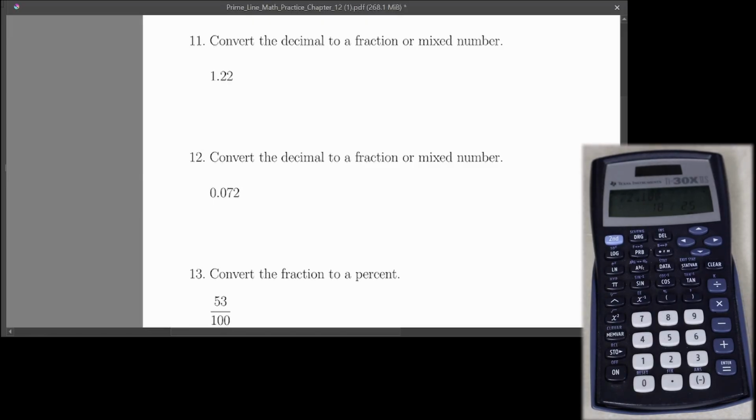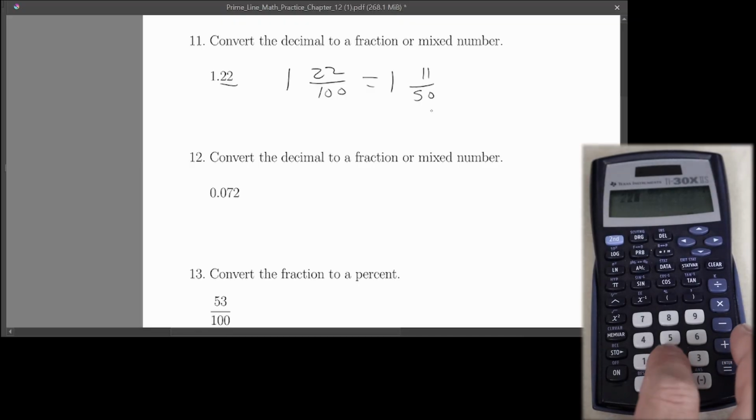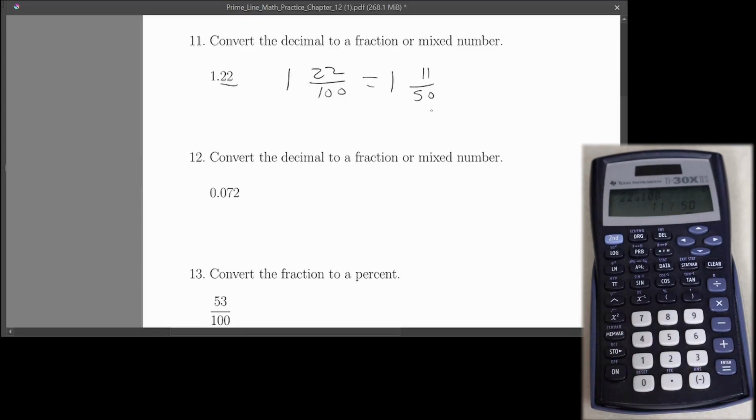Convert the decimal to a fraction or mixed number. So we have 1 whole unit, and then we have 22 over our hundredths place, and we can reduce that to 1 and 11 over 50. We can check our work in the calculator. If we have 22 over 100, that's 11 over 50.